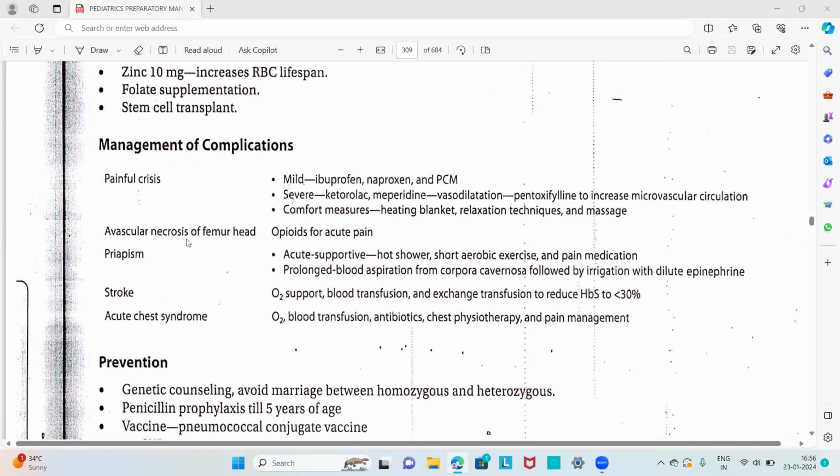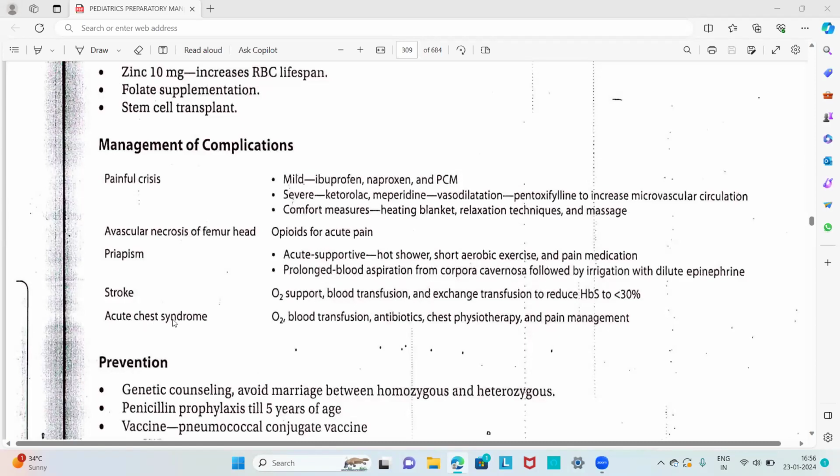For avascular necrosis of the femur head, we give opioids for the acute pain. For priapism, in the acute phase, we give supportive measures like a hot shower, short aerobic exercise, and pain medication. In the case of prolonged priapism, we do blood aspiration from the corpora cavernosa, followed by irrigation with dilute epinephrine. Then for stroke, we go for oxygen support, blood transfusion, and exchange transfusion to reduce the HbS to less than 30%.